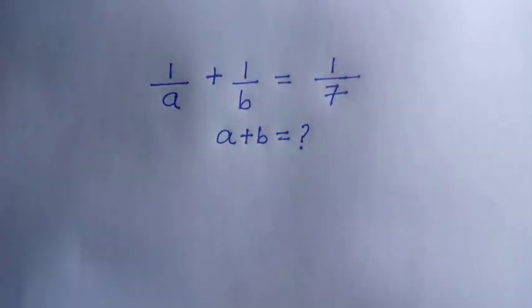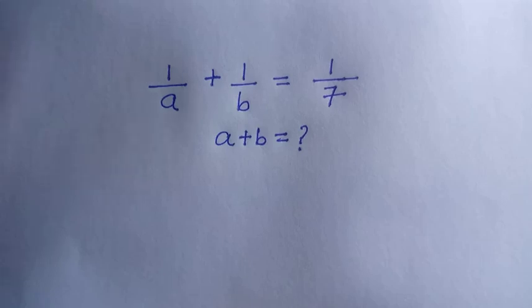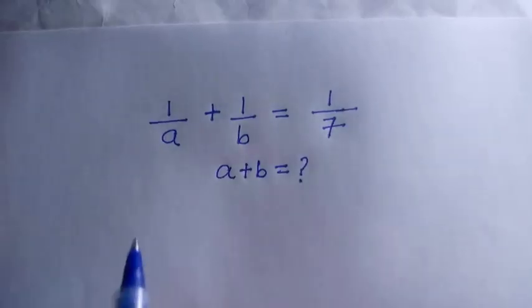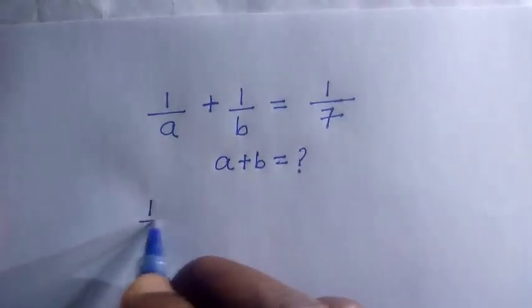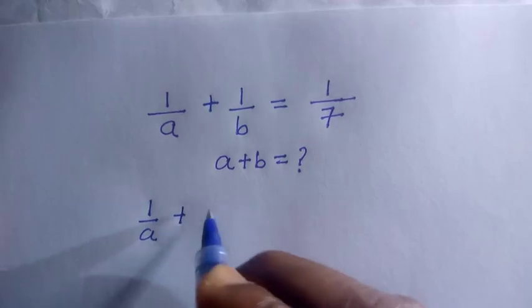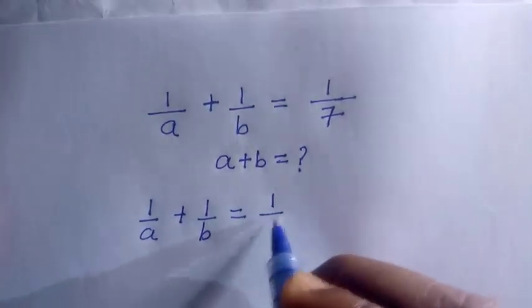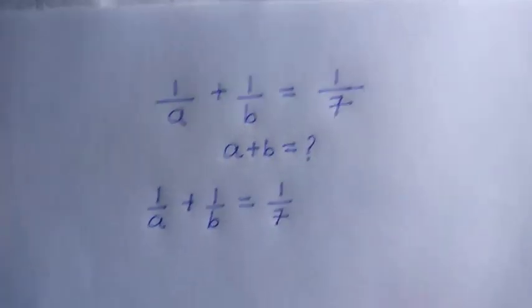How to solve these nice equations for a plus b, if we have a and b as members of positive integers. To solve that one, we are going to consider 1 divided by a plus 1 divided by b equals 1 divided by 7.